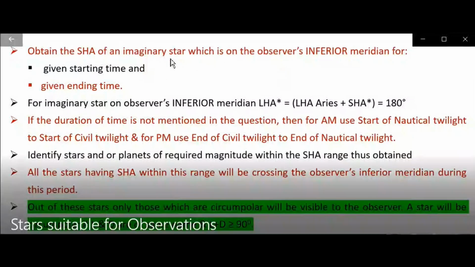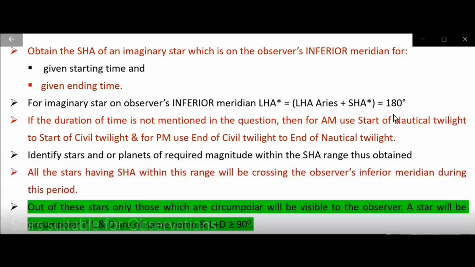Okay, so the only difference in this type of question is that we will have to find the imaginary star on our inferior meridian, and we know that if a star or body is on our inferior meridian, its LHA is 180. So we keep the LHA equal to 180 and we find the SHA of the stars. The rest of the procedure is exactly the same.